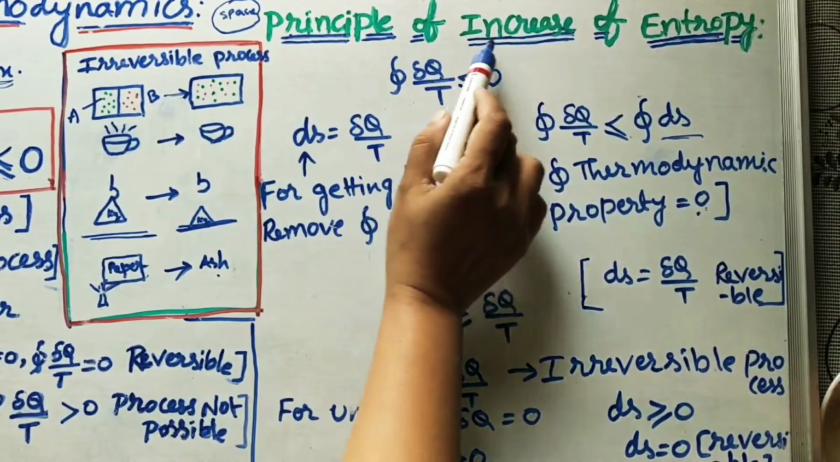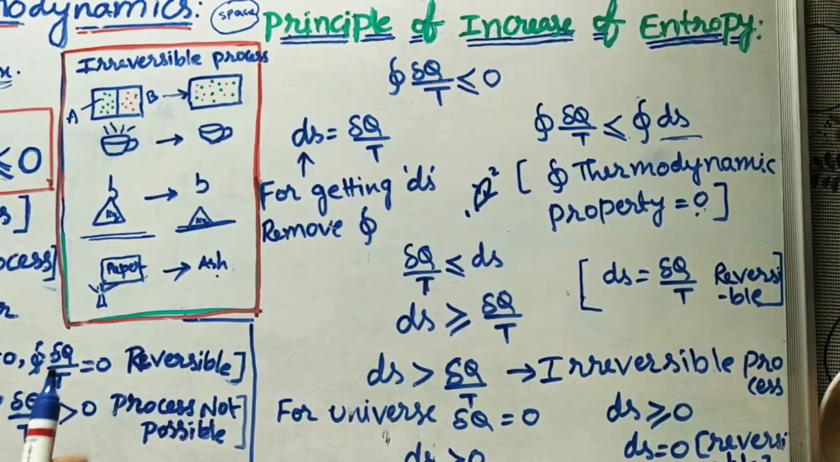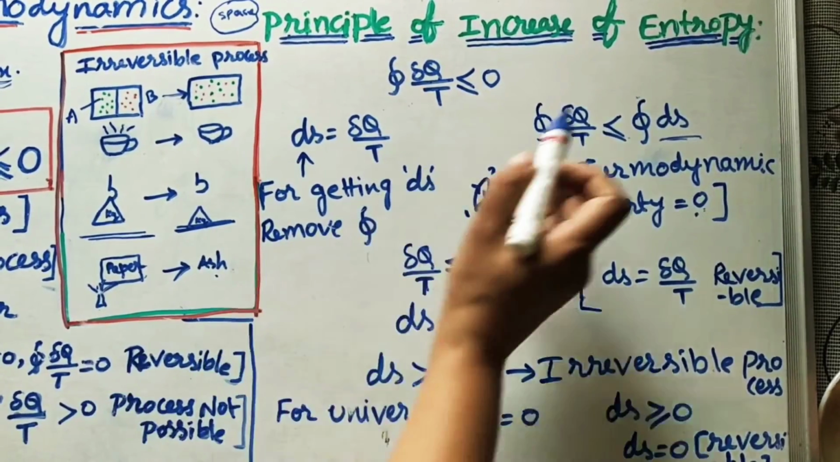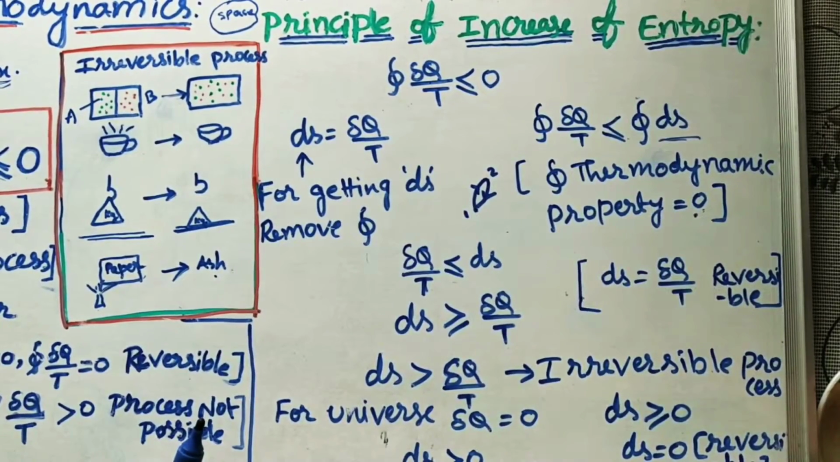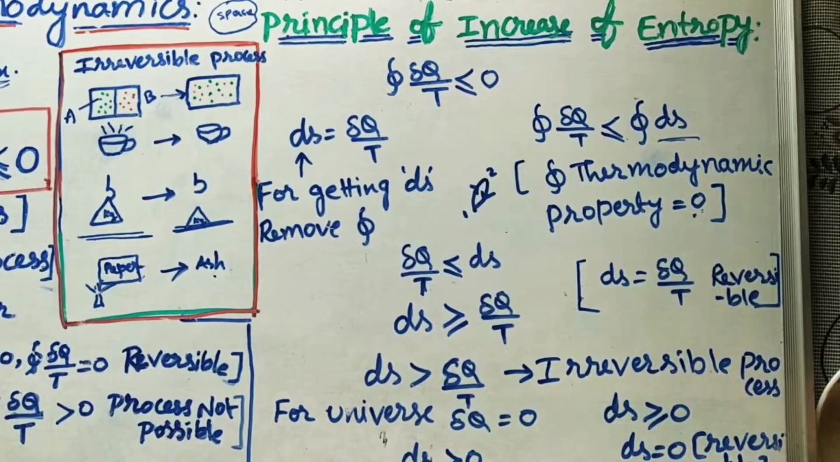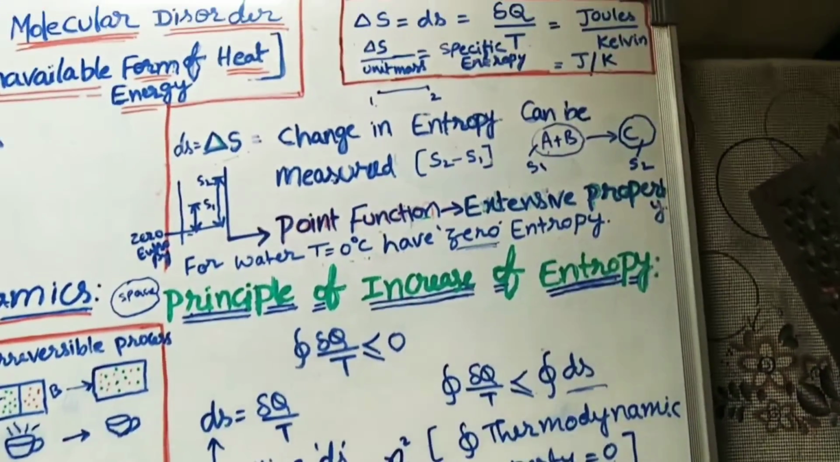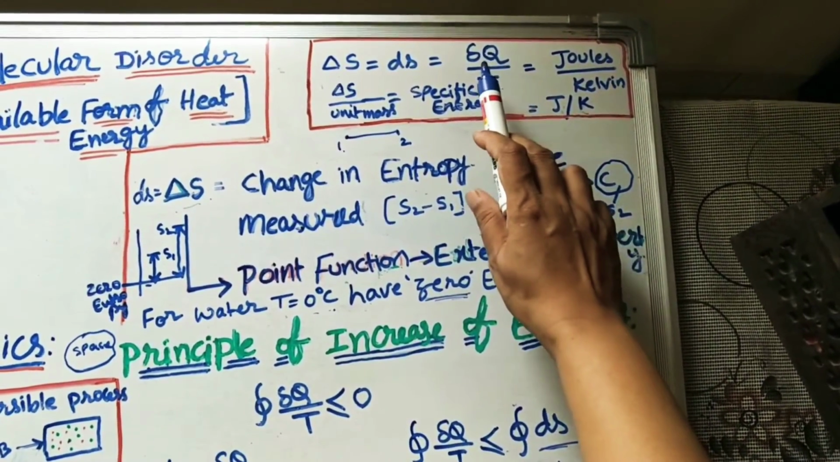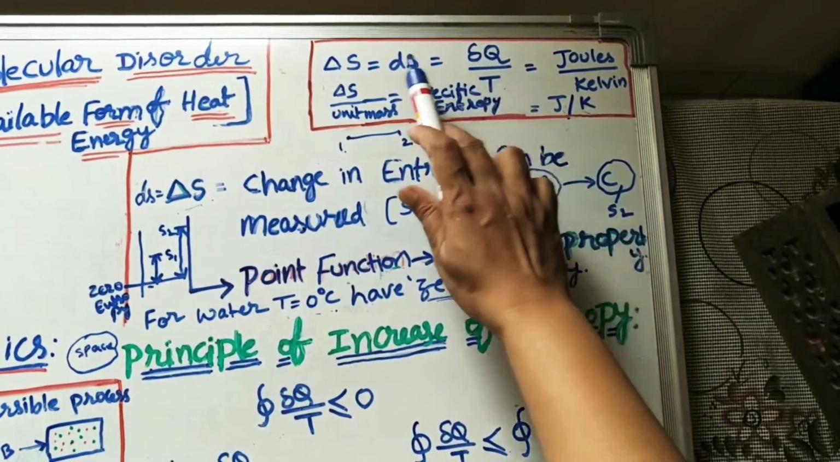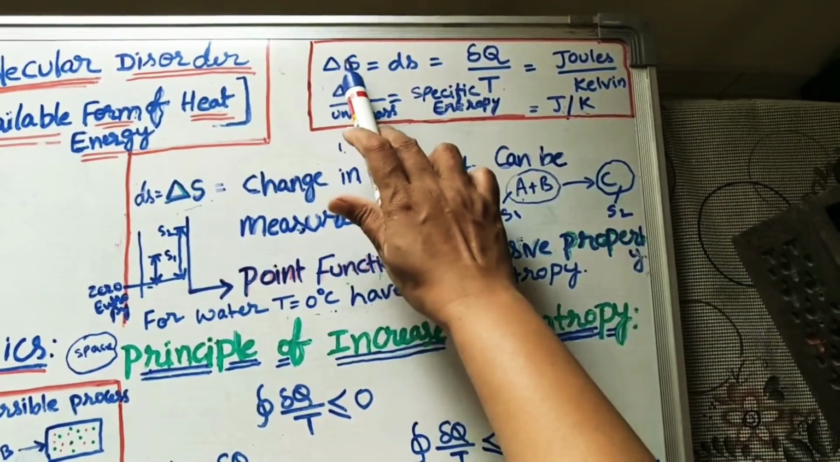Take the next one, the principle of increase of entropy. According to this principle, the entropy of the universe is always increasing. As we know, wherever heat exchange takes place, according to this formula, there will be a change in the entropy.